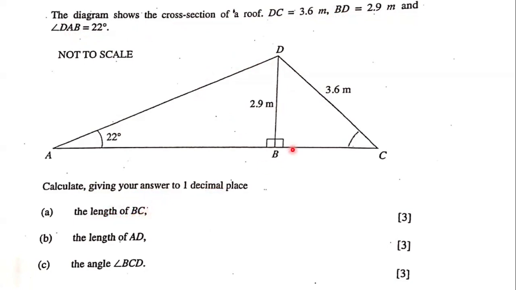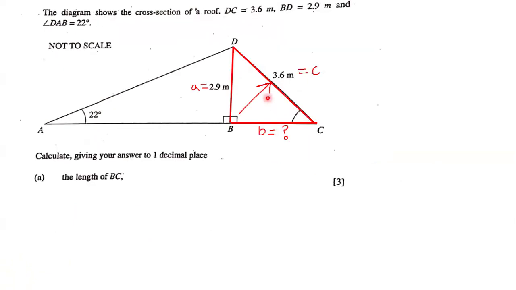And so we need to determine the length of BC. So here we have the length BC right here. And notice that BC is one of the side lengths of this right angle triangle. This is BC. And so we have this right angle triangle, and we have it labeled. So C is the hypotenuse, that's the side that is opposite the right angle. And A and B are the other sides of the right angle triangle.